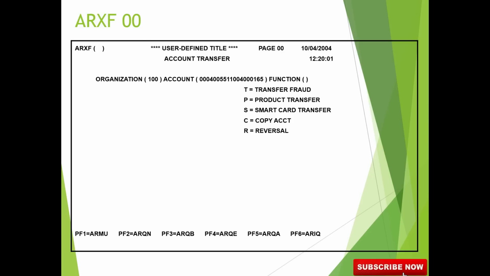So this is our account transfer screen, AR Accept. Here we have to give the org account number, then the function. We have various functions like T for fraud transfer, P for product transfer, S for smart card transfer, C for copy account, and R for reversal here. Apart from this AR Accept screen, some businesses have their own setup on the front end tools. There, if we enter the org logo account number, it will show for which logo we can upgrade or downgrade. So we have to select from the given options in the front end also, but at the back end, only AR Accept will work for those options.